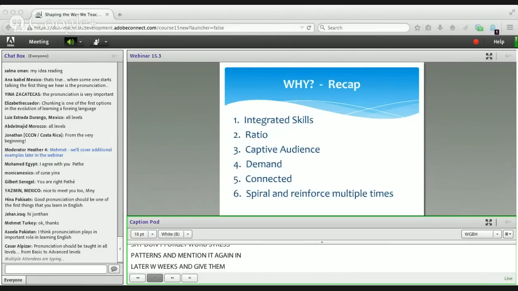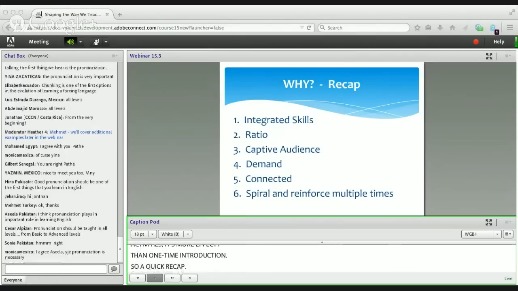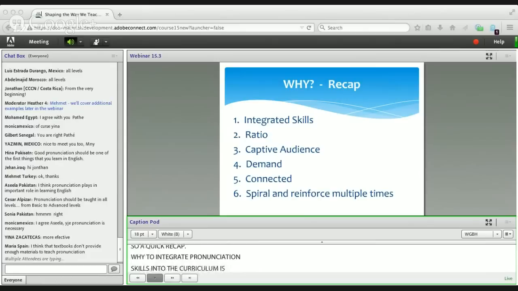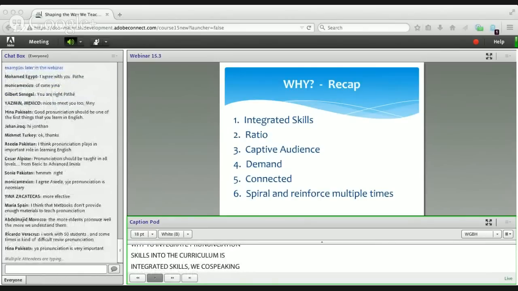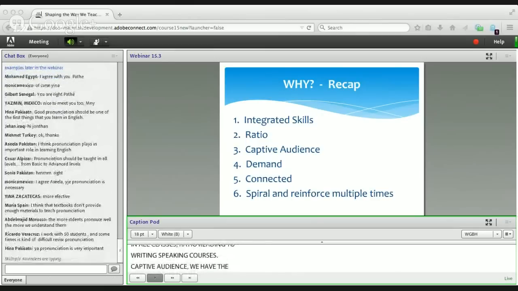So a quick recap of why to integrate pronunciation skills into the curriculum: integrated skills. We do speaking in all classes, the ratio of reading and writing to speaking courses, captive audience. We have the students in our class, we catch them where they are, demand, they want it, it's connected to other academic skills, and reinforcing multiple times is more effective than one time only.